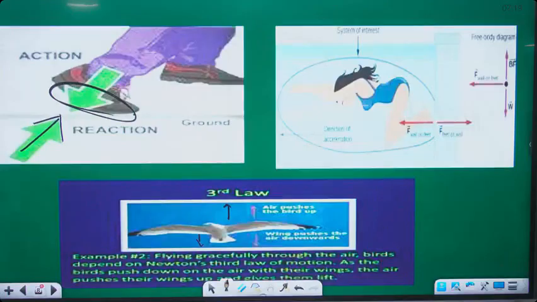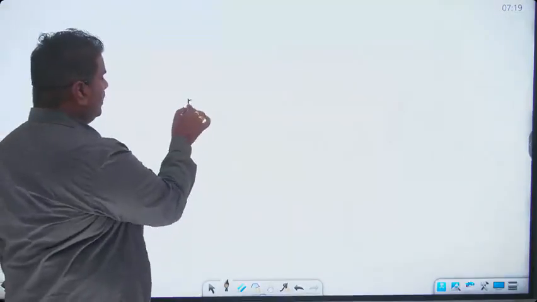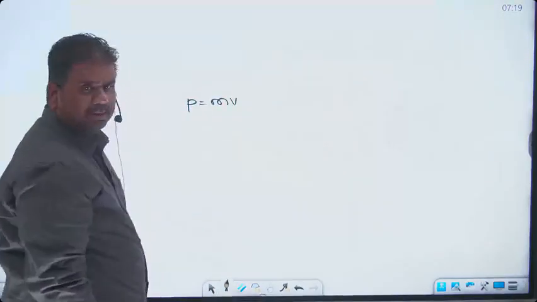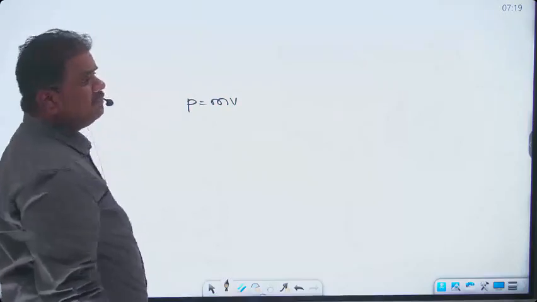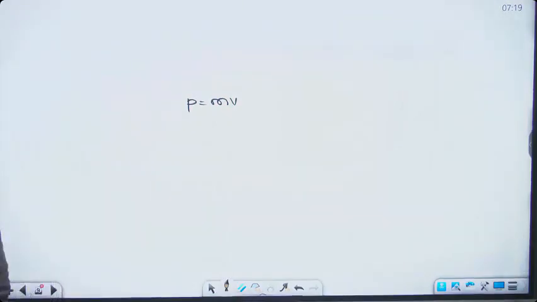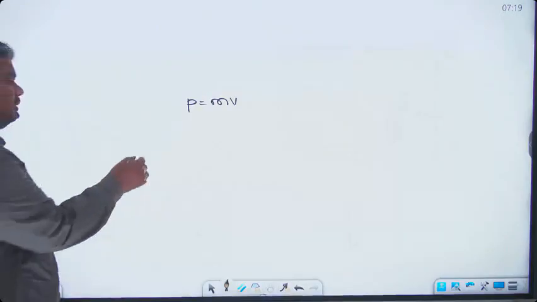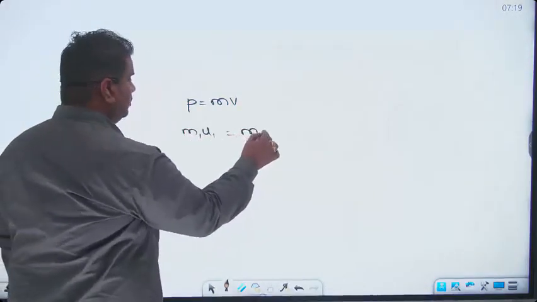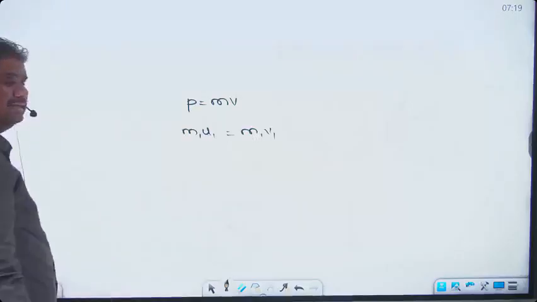Now, what does this particular statement say? The law of conservation of momentum. So momentum before collision. First, what is momentum? Momentum is nothing but mass into velocity, P equal to m into v. Now each and every object in general will have two types of velocity: one is initial velocity, and the other is final velocity. So the initial momentum m1 u1 and the final momentum m1 v1 will always be equal.